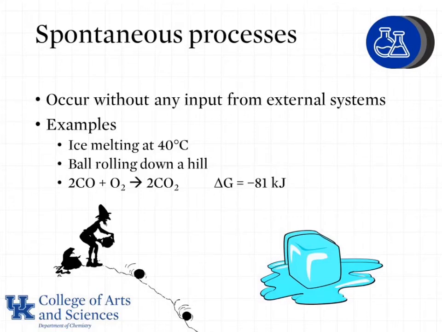If you place the ball at the top of a hill, it will roll down. You don't have to push it or give it any start, it will just go down the hill. When we look at chemical reactions, we can look at them in the same way. For example, the reaction of carbon monoxide plus oxygen to yield CO2. The delta G, or the Gibbs free energy value, is minus 81 kilojoules, which means this reaction will happen spontaneously.